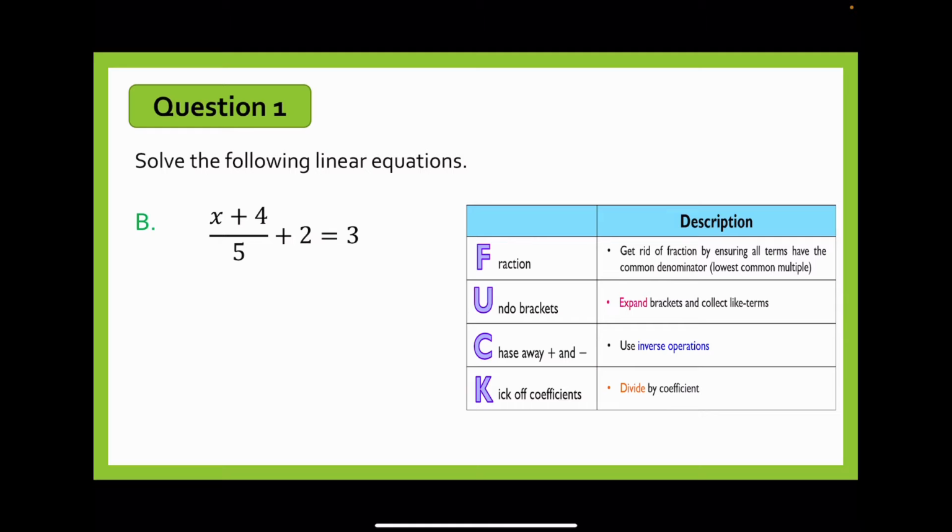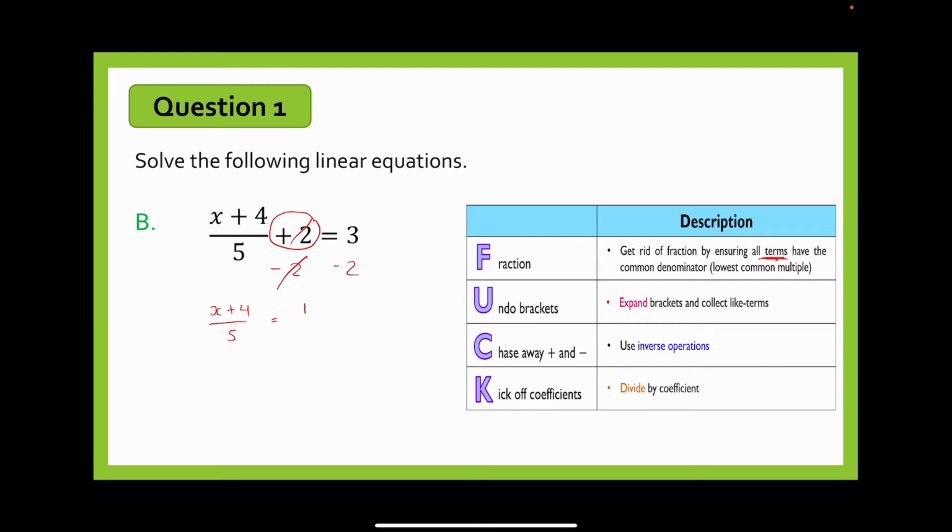For question 1b, notice that this time you've got a fraction. What we're going to do first is try to get rid of the fraction by making sure all terms have the same common denominator. But before I do that, let's move this guy away to the other side. To get rid of plus 2, I'm going to do the opposite, so I'm going to subtract 2 from both sides of the equation. That cancels out, and you're left with this over here. So 3 minus 2 is equal to 1.